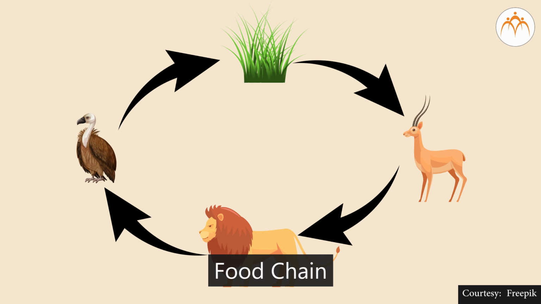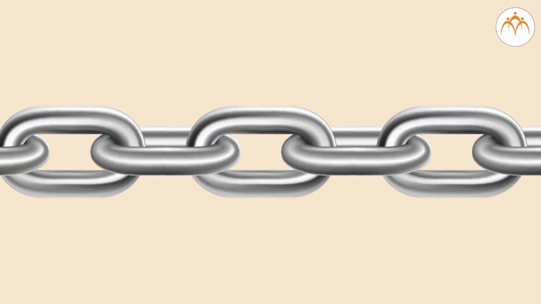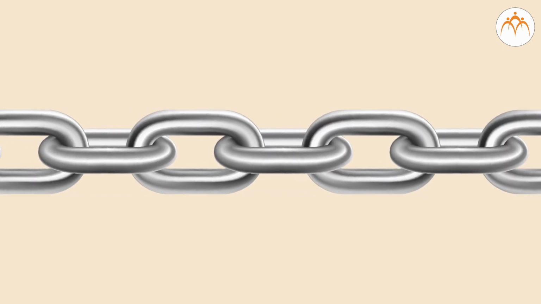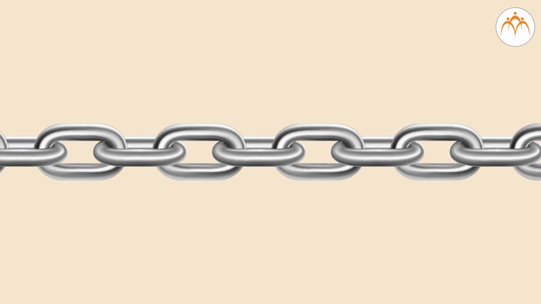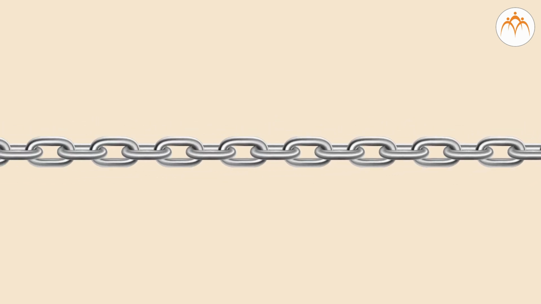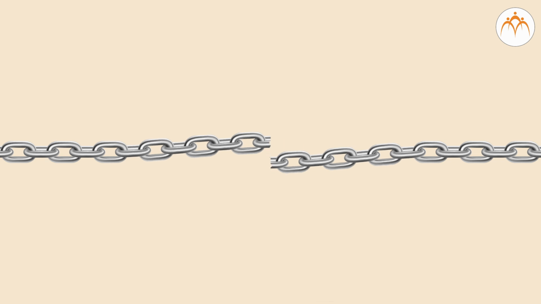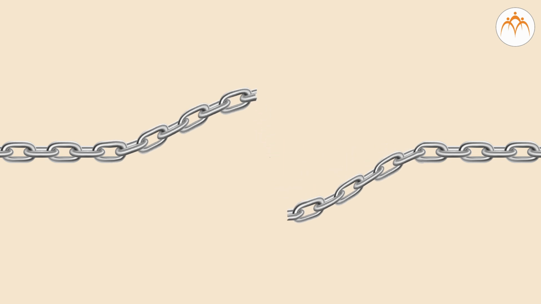The food chain. Food is what connects living things. This connection is called the food chain. Any chain is made of many links joined to each other. But in the food chain, there are imaginary links and not real ones. If these links get separated or one of the links falls off, the chain breaks.